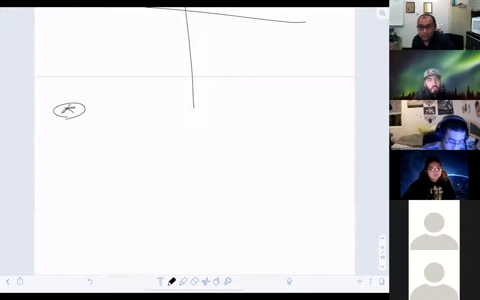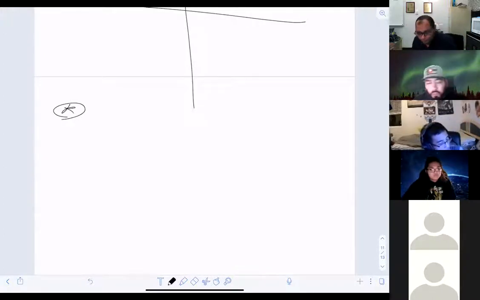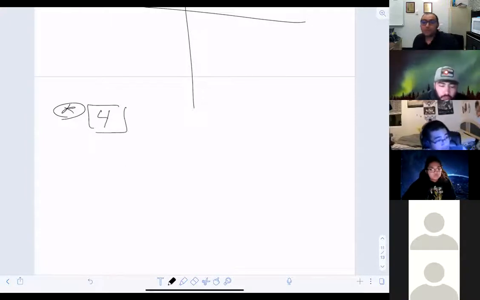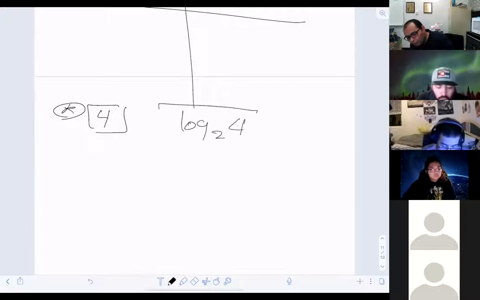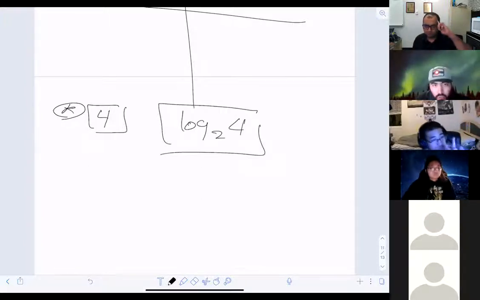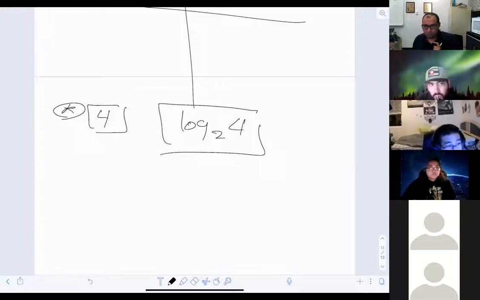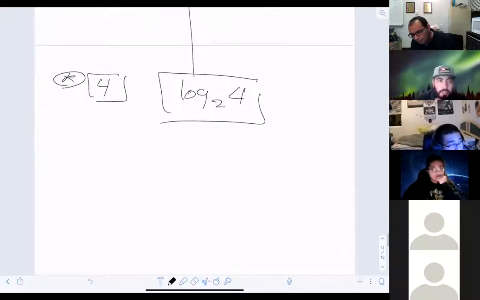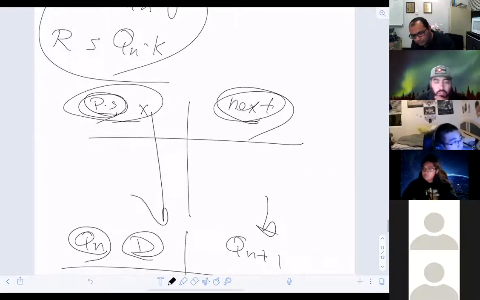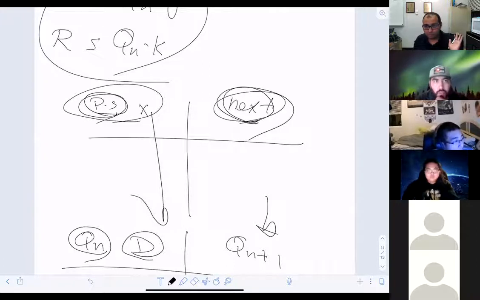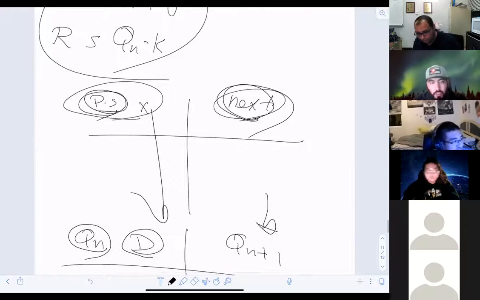I'm going to give you an example. If you find that the states you have in the table are four, the number of flip-flops you're going to use for implementation is log 2 of 4. Is it clear? Again, a state table in general is a present and next.